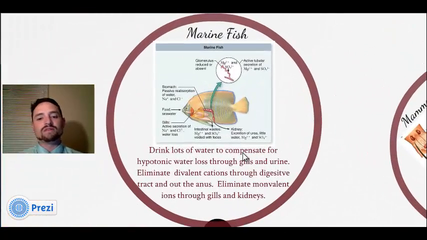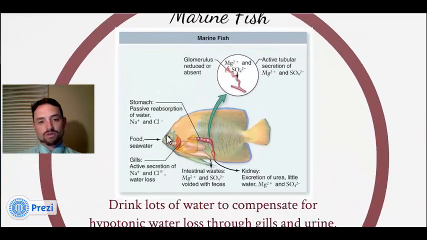Next is marine fish. Now, when you look at marine fish, you've got a little bit different setup, because now those cells are no longer absorbing massive amounts of water. They're losing massive amounts of water to their environment, because that saltwater environment draws water out of animal cells. So they will now consume a lot of water.